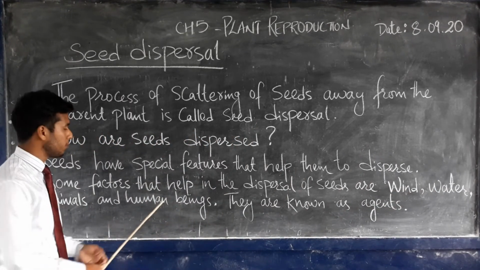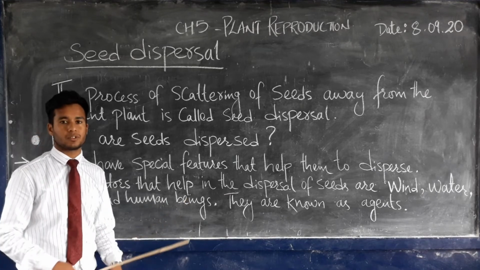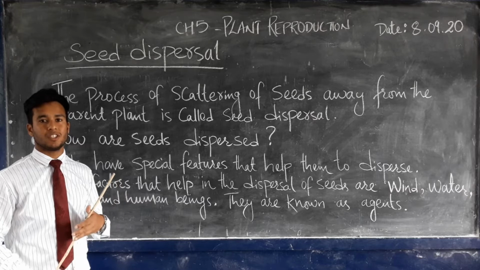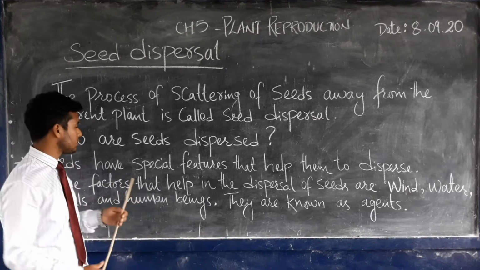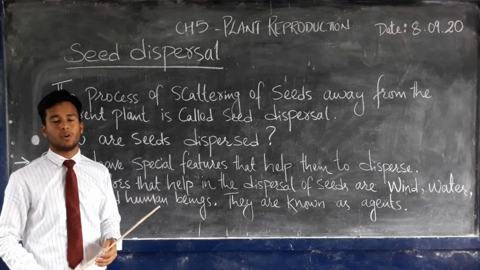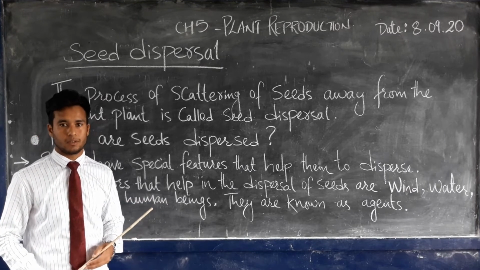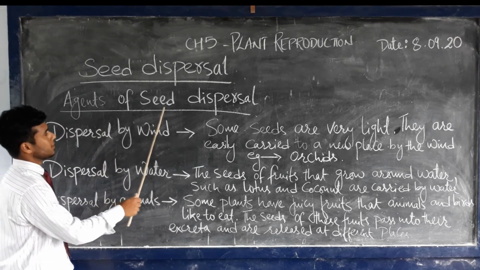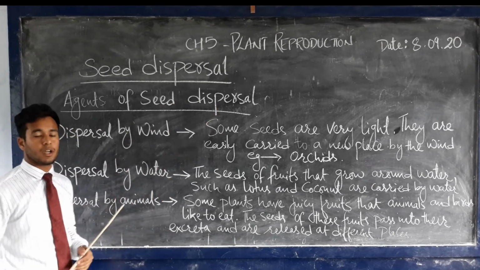So even human beings help in the dispersal of seeds. So dispersal of seeds is very much important in a plant, and these are the factors which help in the process called seed dispersal. Now let us discuss these agents of seed dispersal in much detail.